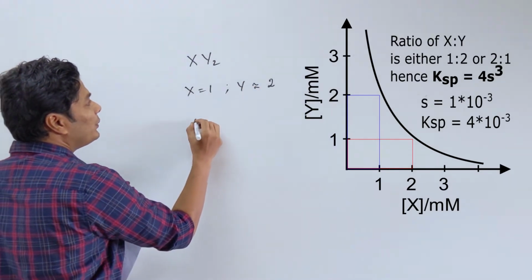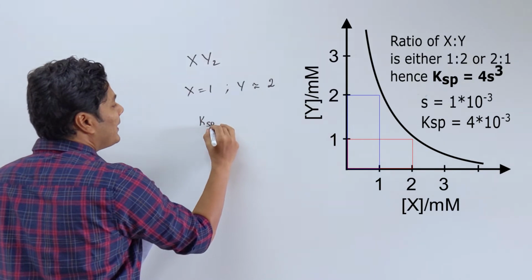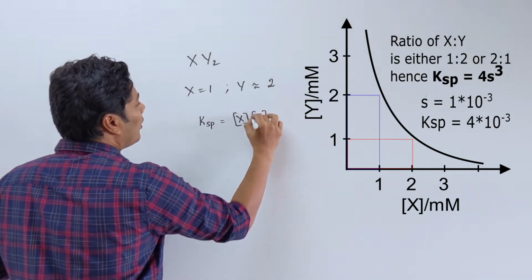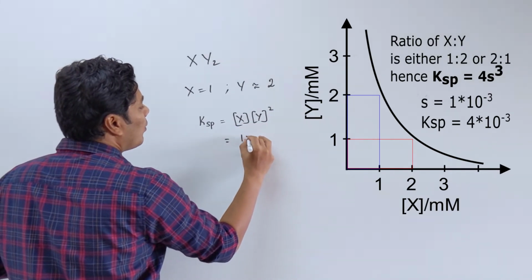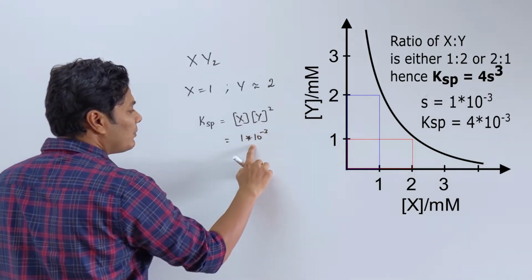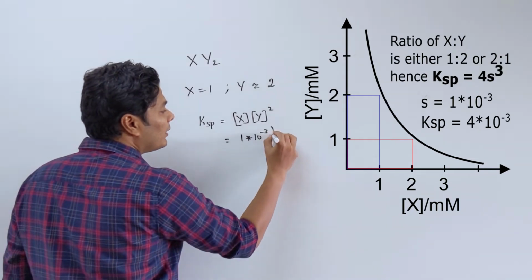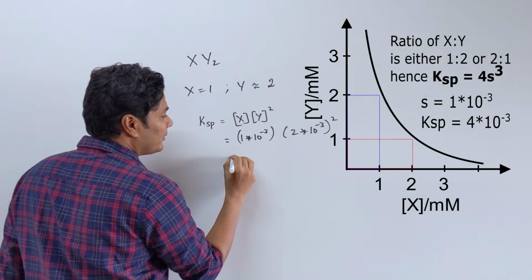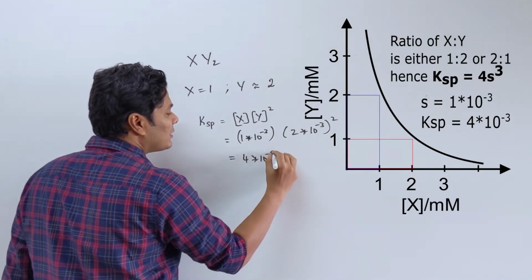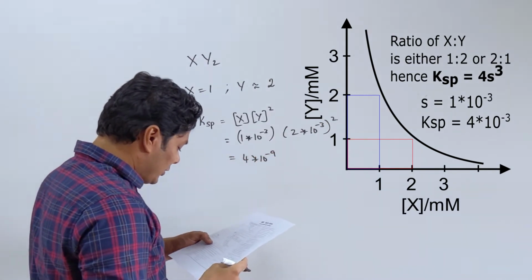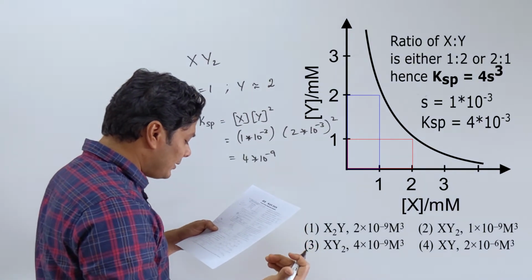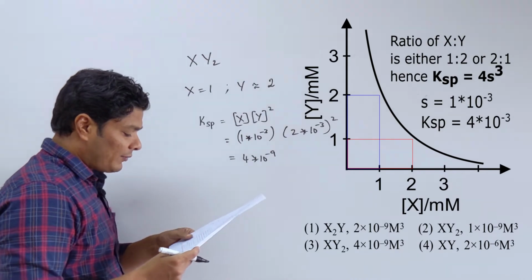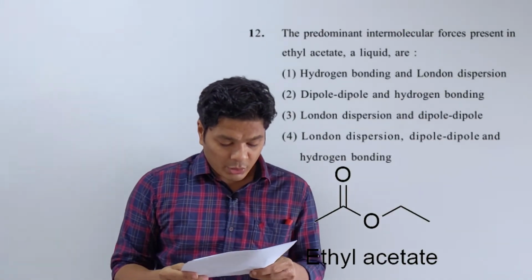So if it is XY2, then Ksp equals x times y squared. That is 1 times 10 to the minus 3, because I want it in molar and what's given is millimolar, times 2 times 10 power minus 3 squared, that is going to be 4 times 10 power minus 9. So option is Charlie, not delta. If you look at delta, they have given you 1 times 10 power minus 9, that is not possible based on the given information.